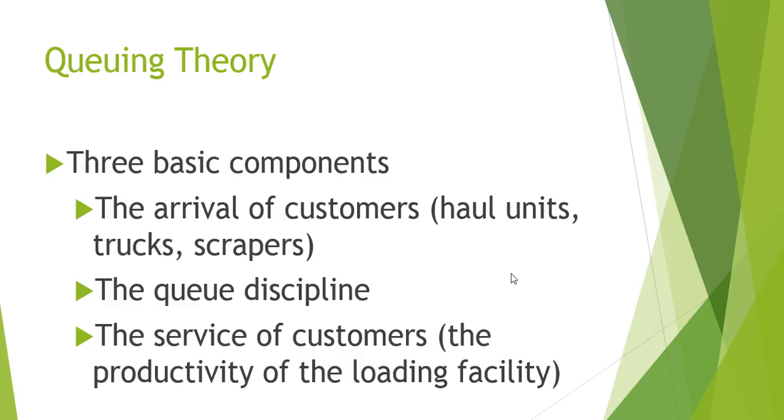The queue discipline. The queue discipline simply means, do you have one loader, or do you have two loaders or three loaders? How do the trucks in line for those loaders line up and wait to be serviced? It's the same thing when you go into McDonald's. If there's one person at the counter, it's a single server. If there are two, there's a multi-server or two servers. And you go on and on.